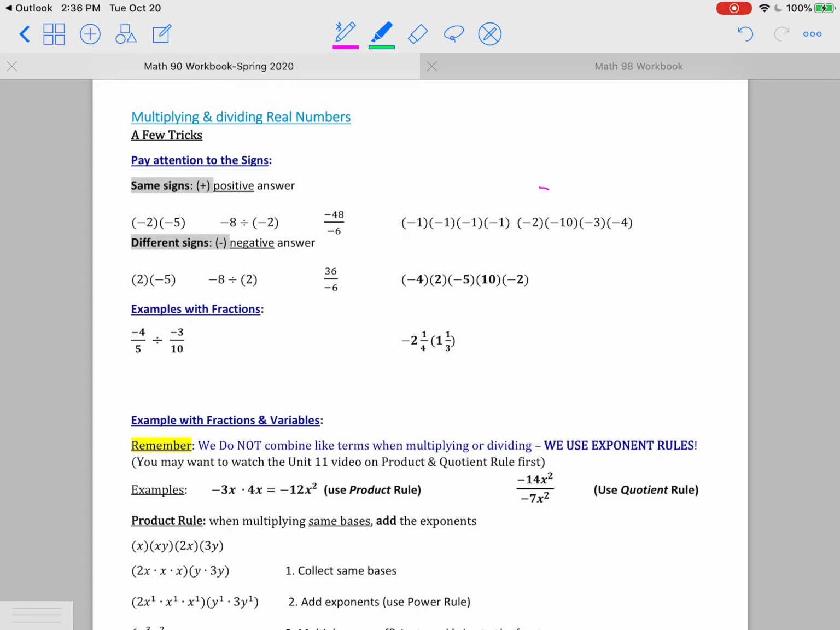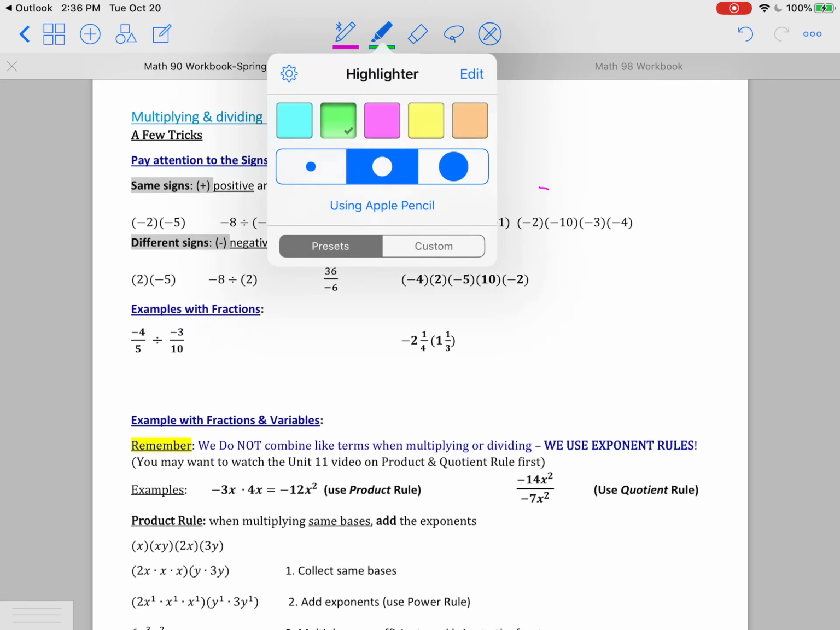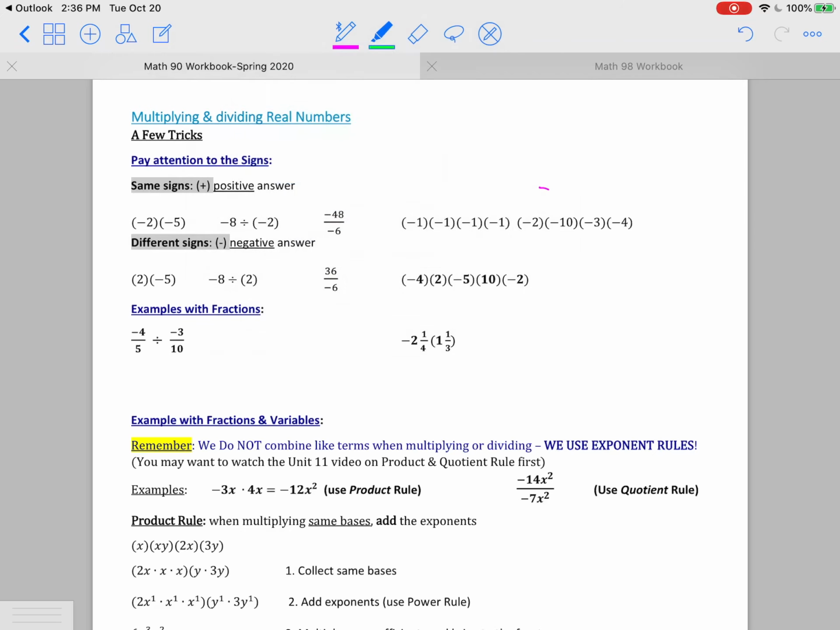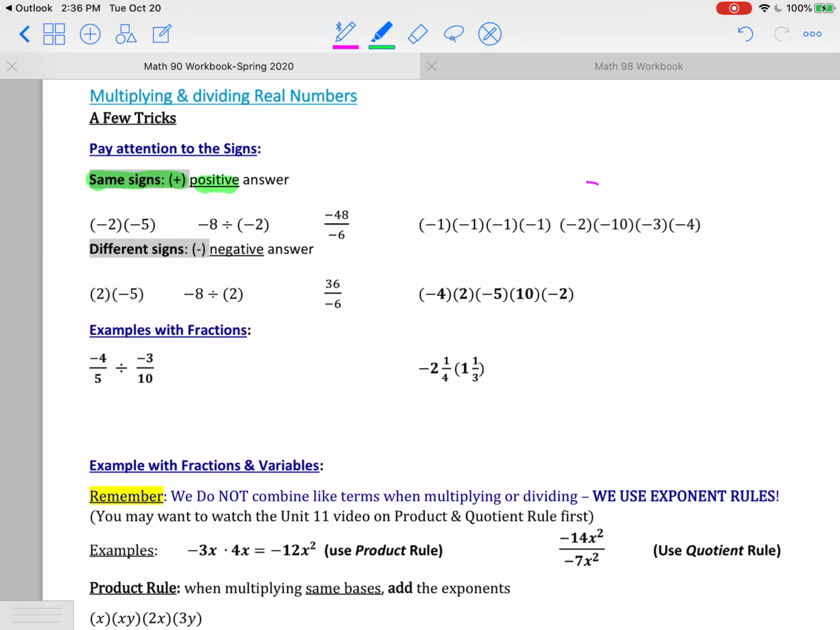And I think it's because really the same rules apply for both multiplication and division, and the rules are very, very simple. Basically, guys, if we are multiplying or dividing two numbers together, if they have the same signs, then they will have a positive answer. Here's a couple of examples.